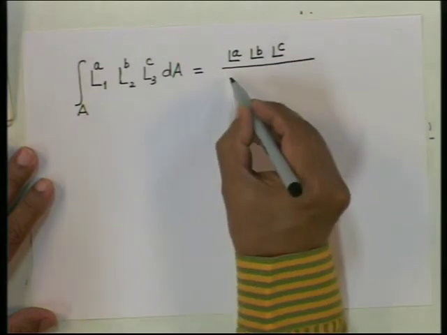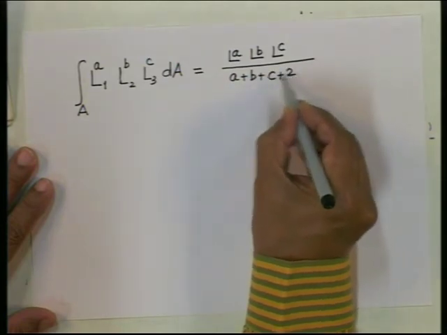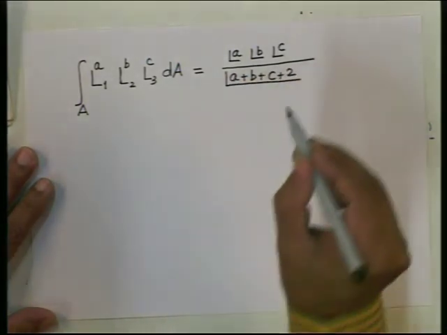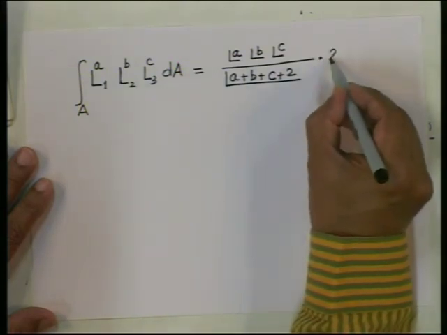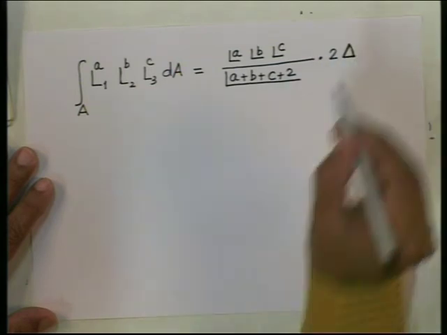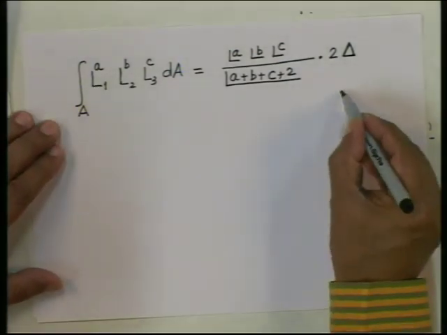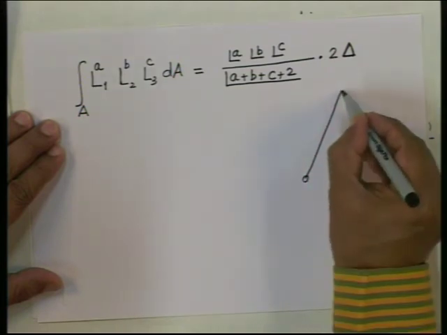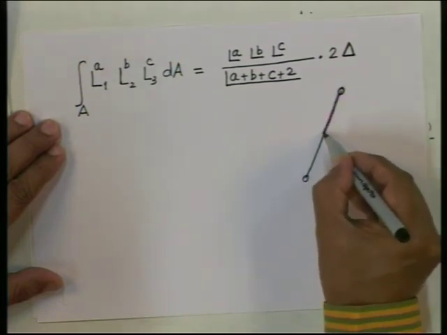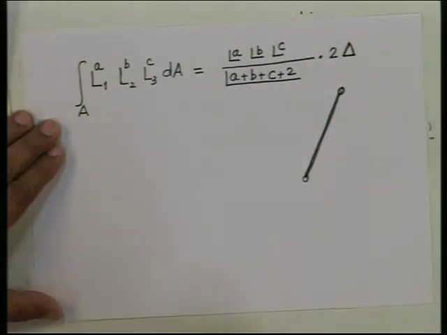Exclamation is, and then a plus b plus c plus 2, multiplied by twice the area of the triangle. So integration has been simplified to this. Sometimes you also have to integrate over the line, because sometimes you have an edge load only on the edge of a triangle.